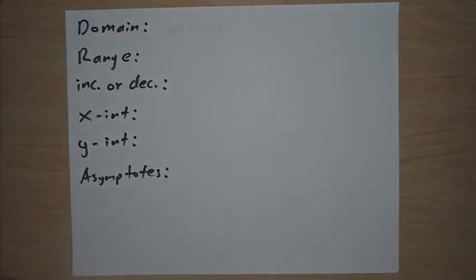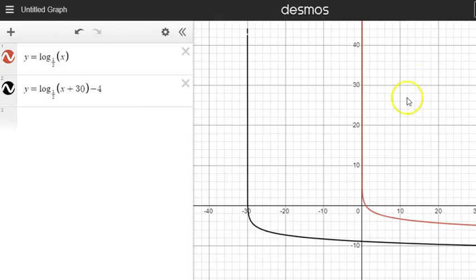For part 2, I want to find some key information about this function, such as its domain, its range, whether it's increasing or decreasing, if it has x-intercepts and y-intercepts and what are they, and whether it has any asymptotes. So we're going to go back to our graph to find out the domain.